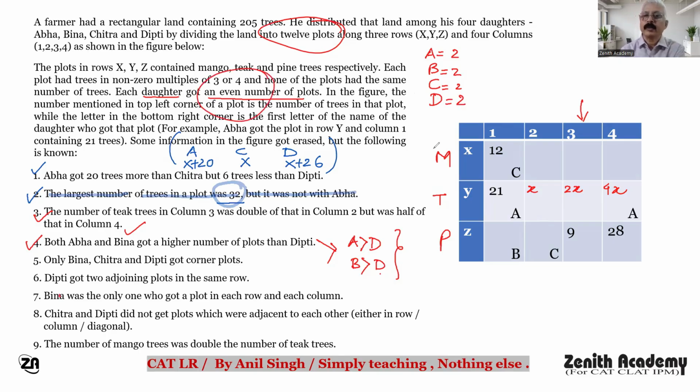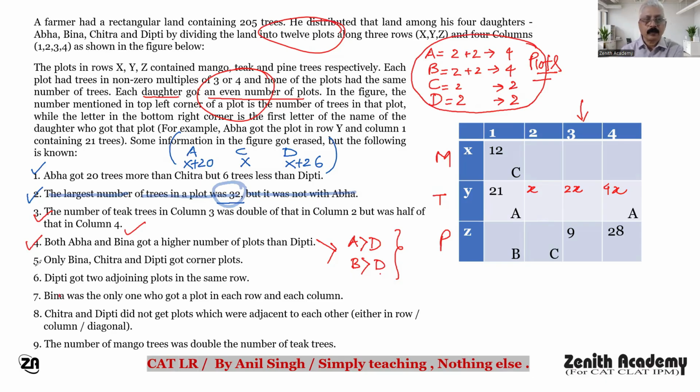Since the number of plots should be even, and Abha's number of plots is greater than Deepti's, and Bina is also getting more than Deepti, it means plus 2 and plus 2. So Abha has 4 plots, Bina also 4, and Deepti 2, Chitra 2. Okay, this is all about the number of plots, condition number 4.